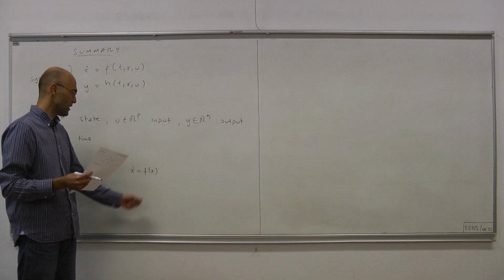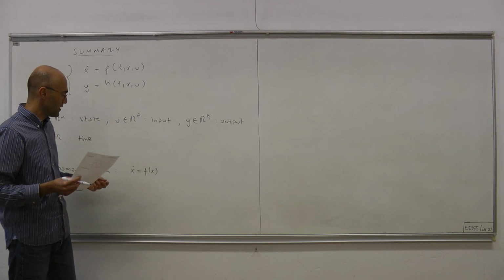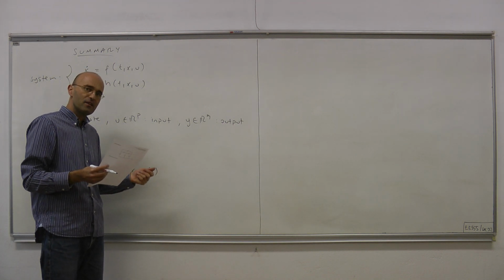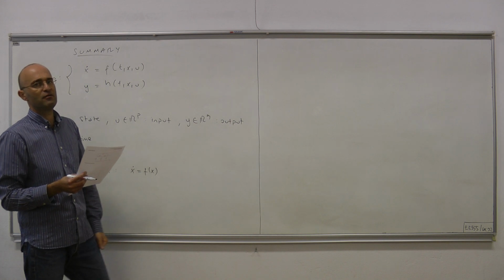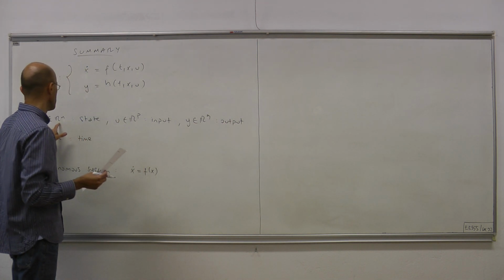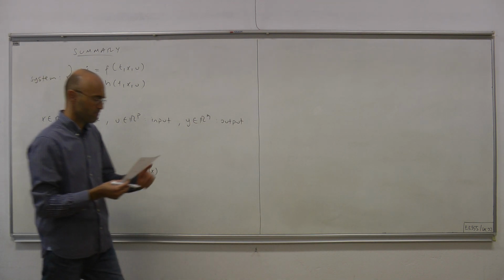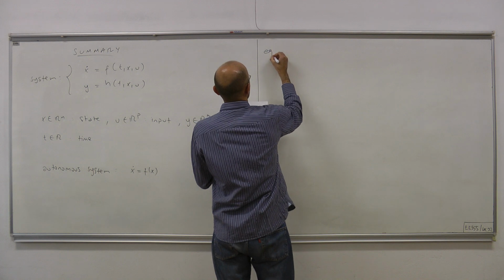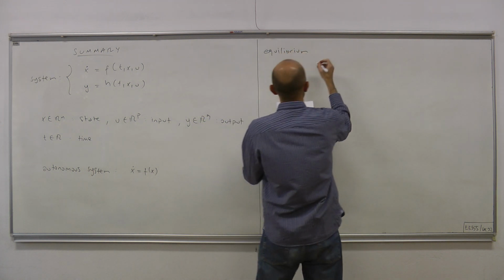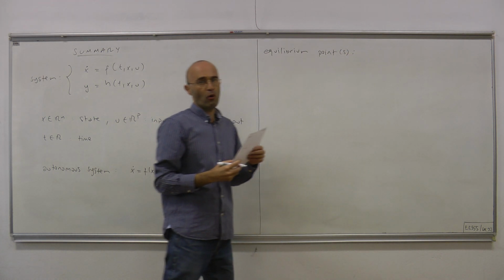Okay, so that's an autonomous system, and associated with an autonomous system, there is a very important solution, and that solution is the following. It's called the equilibrium solution, let's say. Okay, so it's a constant solution. If you start at that point, and if you stay at that point for all future time, that point in space Rn is called an equilibrium point, and that we define as follows: equilibrium point or points.